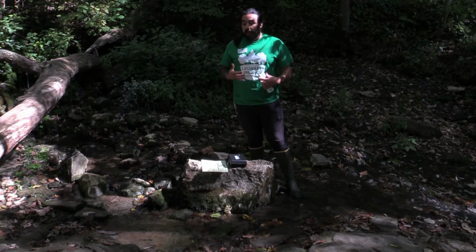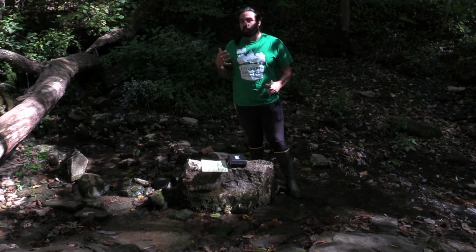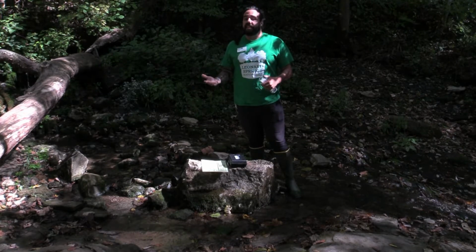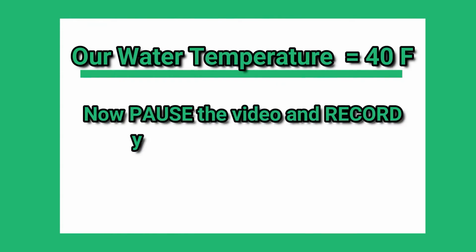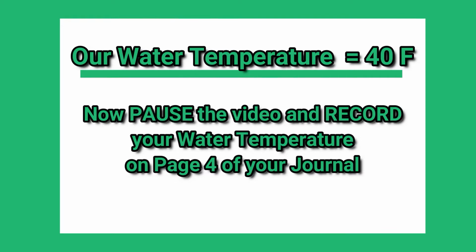We generally expect the water to be lower than the air temperature. If the water were to be above that, then I would assume we have some sort of chemical pollutant that's raising our water temperature. Now please record the water temperature in your nature journals on page 4 where it says water temperature under chemical and physical testing.